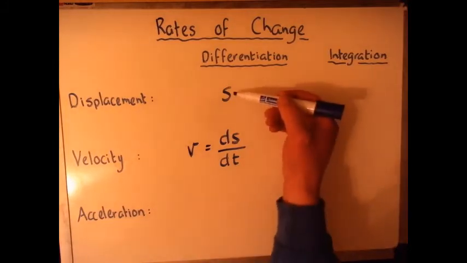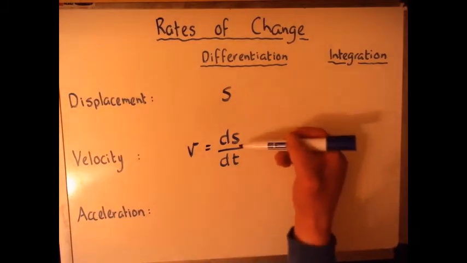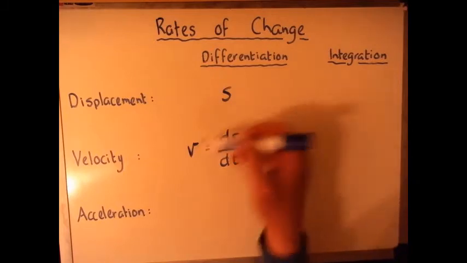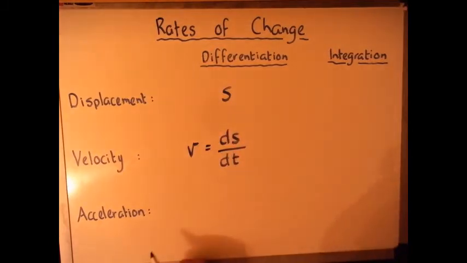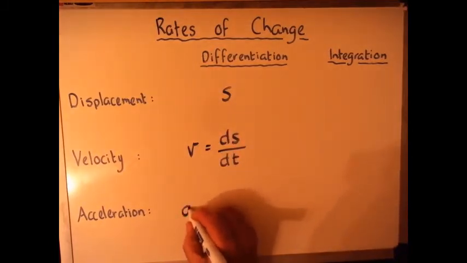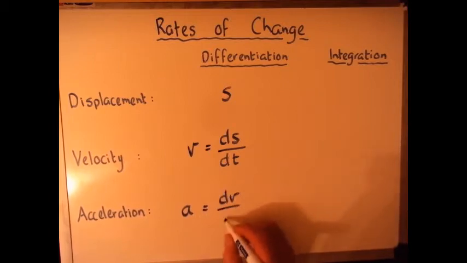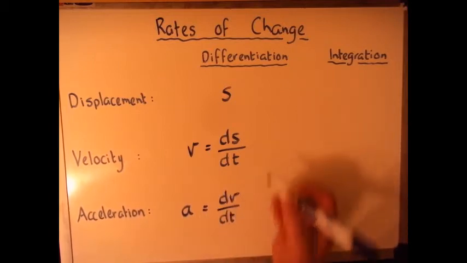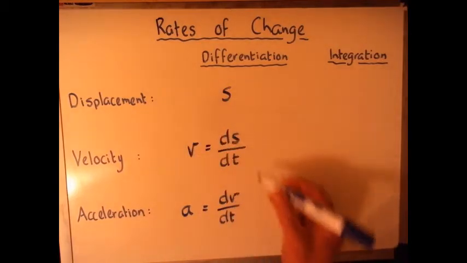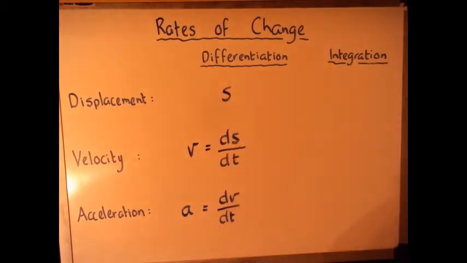That means if I've got an expression for displacement, I can differentiate it and I'll have an expression for the velocity. And likewise, the definition of acceleration is the rate of change of velocity with respect to time. So I can differentiate my velocity expression to get an acceleration one. So that's how we first looked at rates of change when we were doing differentiation.